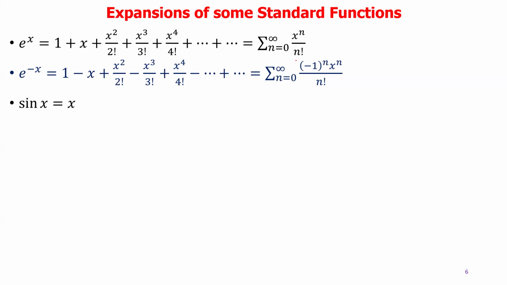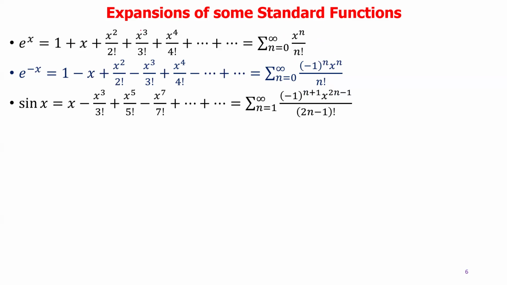The third expansion is for sin x, which is equal to x minus x cube upon 3 factorial plus x to the power 5 upon 5 factorial minus x to the power 7 upon 7 factorial and so on. It can be written as the sum of minus 1 to the power n plus 1 into x to the power 2n minus 1 upon 2n minus 1 factorial, when n goes from 1 to infinity.